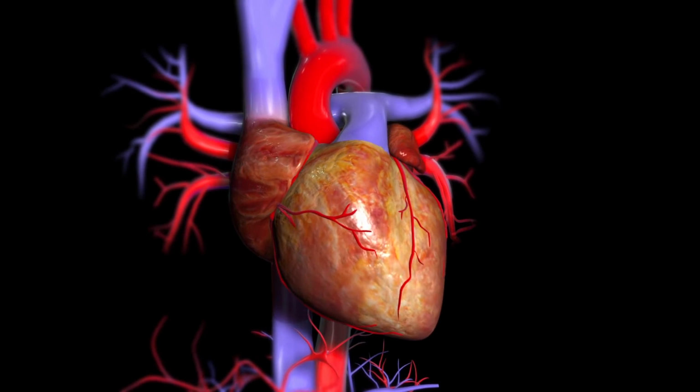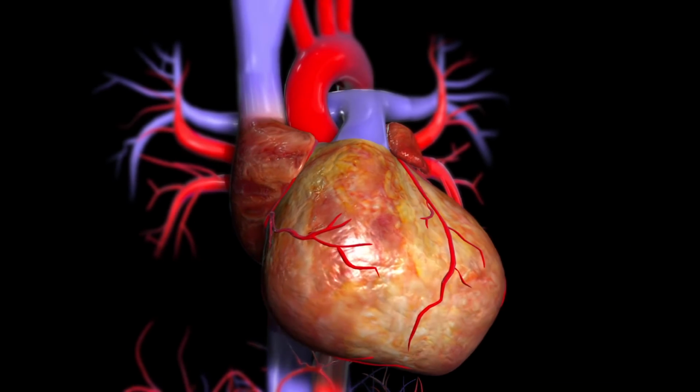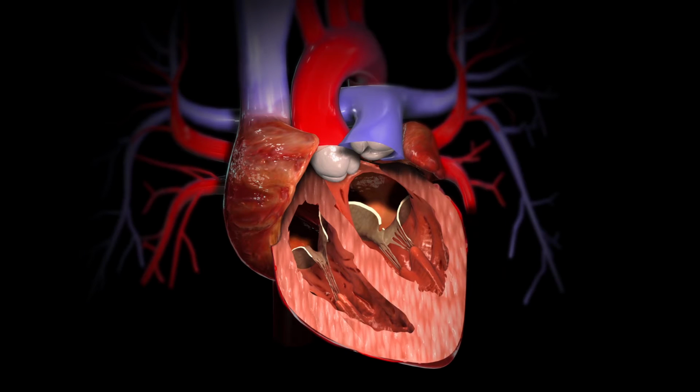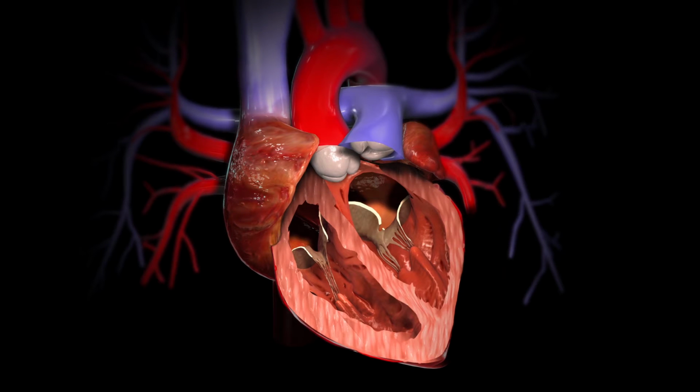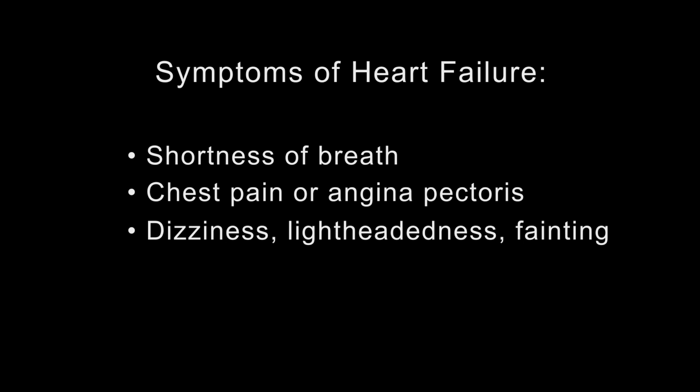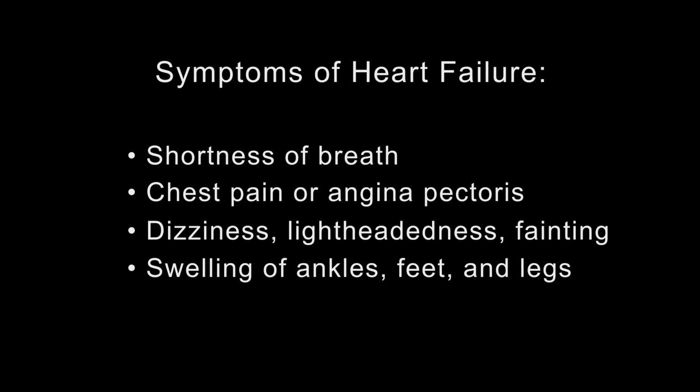After a period of time, a faulty aortic valve can cause the heart muscles to become enlarged and weakened. Depending on the nature of the valve's defect, the walls of the left ventricle may become abnormally thick or thin, and the problem can eventually affect the right side of the heart as well. Patients with this condition, known as heart failure, may experience shortness of breath, chest pain or angina pectoris, dizziness, lightheadedness and/or fainting, swelling of the ankles, feet and legs, and fatigue.